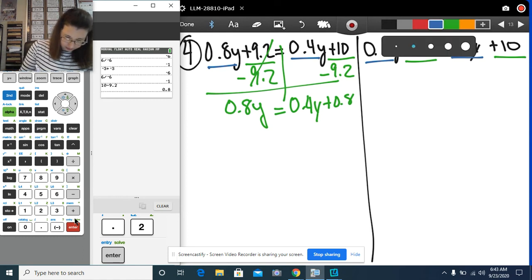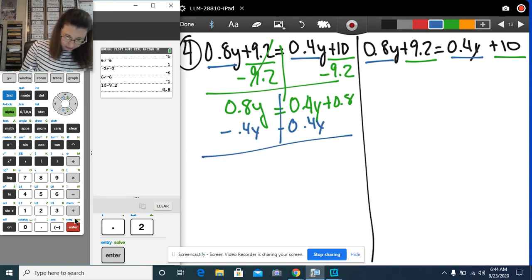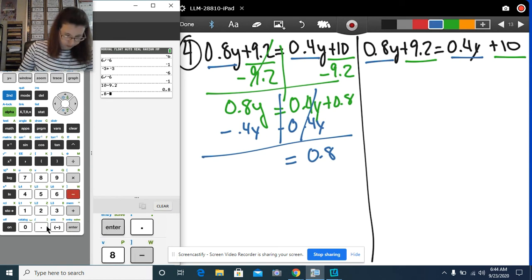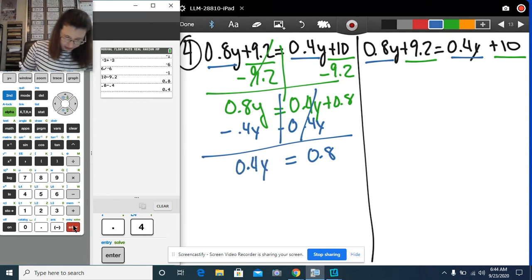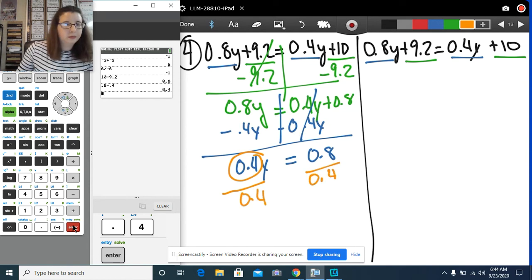Now I'm going to move my positive 0.4y. I'm going to subtract 0.4y from both sides. And I'm left with 0.8 on the right side. And 0.8 minus 0.4 gives me 0.4y. I divide by this number in front. So I divide both sides by 0.4. 0.8 divided by 0.4 gives me 2. So y is equal to 2.